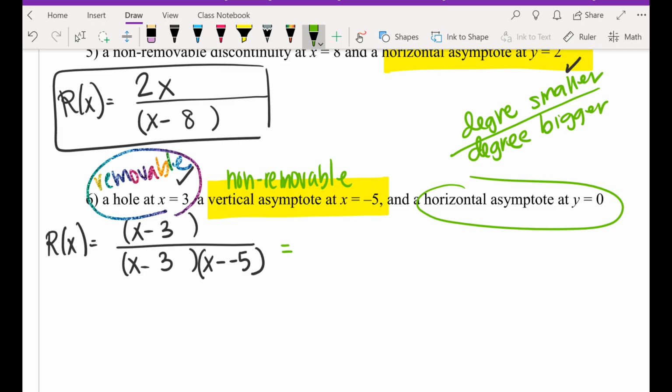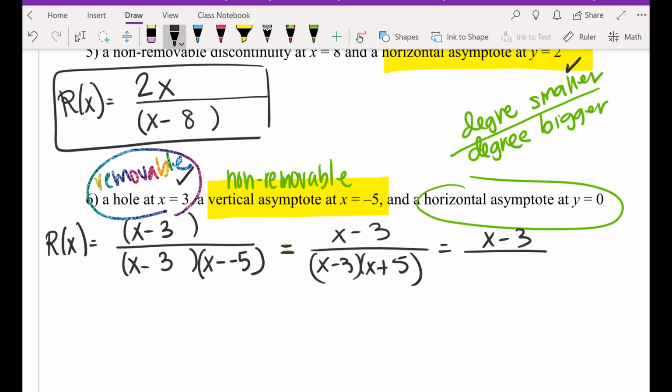Okay. So foiling, x minus 3 on the top is beautiful the way it is. X minus 3 times x plus 5. We're going to FOIL the bottom. X minus 3 all over. X times x is x squared. Negative 3 times x is minus 3x. And then plus 5x. And what's the end? Minus what? 15. Okay.